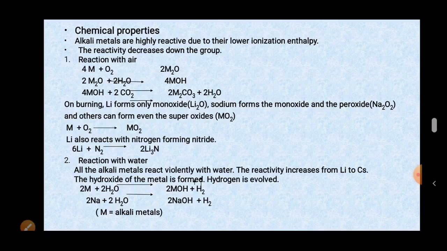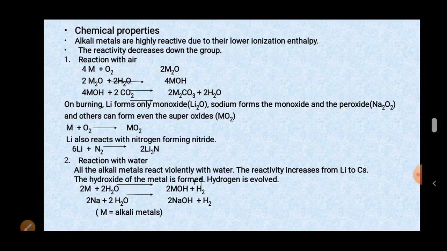Now we'll move on to the chemical properties. Till now I explained physical properties, electronic configuration, atomic radii, ionization enthalpy. What is the ionization enthalpy concept of alkali metals? It has a low ionization enthalpy because of the largest size. Density: alkali metals have low density, because of the larger atomic size.